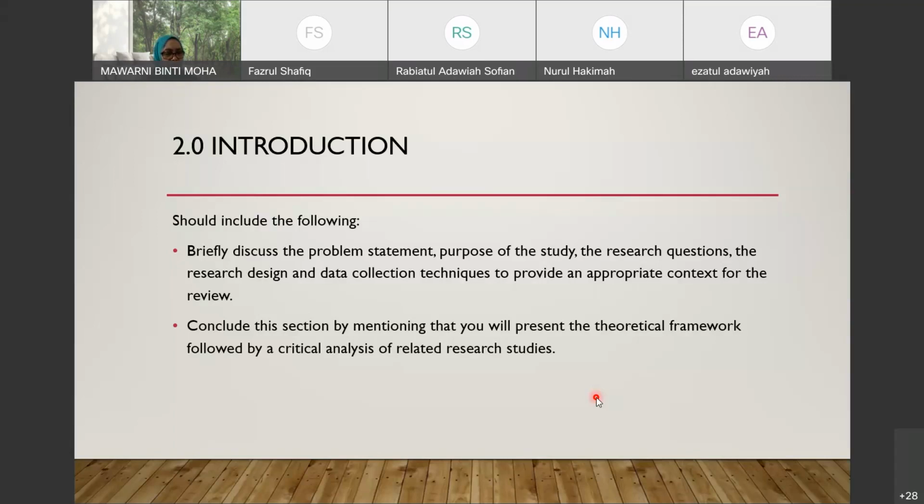Say your lecturer, your supervisor says, very good. You know, she introduced the topic, because your supervisor has so many research papers to read. So sometimes she has to remember, to recall what Halimah is doing. So I've got to go back and look at it, oh, okay, research. So by having your introduction, you actually give a brief discussion about the problem statement, the purpose of the study, and the research questions, research design, and data collection techniques to provide an appropriate context for the review. Okay, so the supervisor reads and is happy.